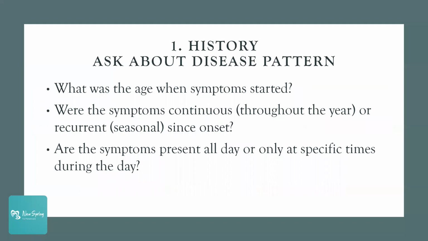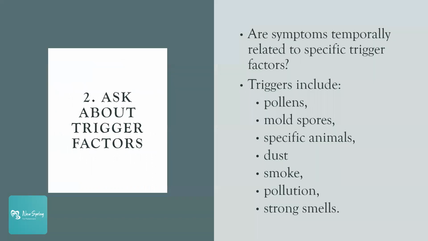When we're asking about the disease pattern, you have to understand what the age was when symptoms started. Were the symptoms continuous throughout the year, or were they recurrent, for example, seasonal since onset? And are the symptoms present all day or only at specific times during the day? This helps you recognize the pattern, understand the current situation, and classify allergic rhinitis in this child. You have to ask about trigger factors, and this is very important.